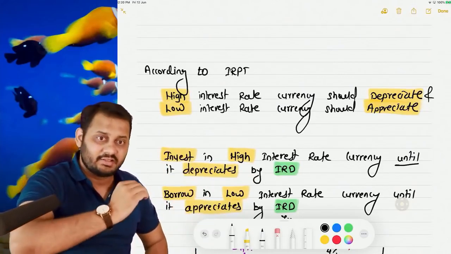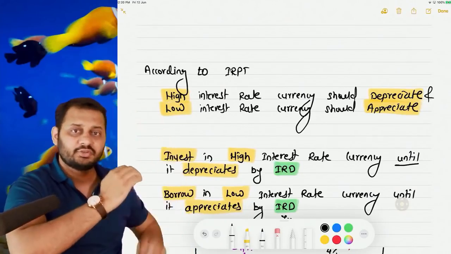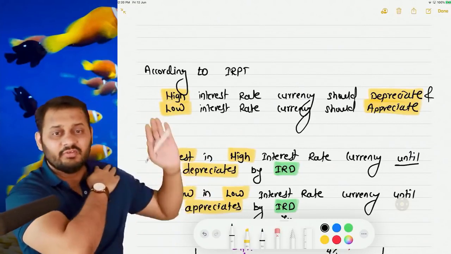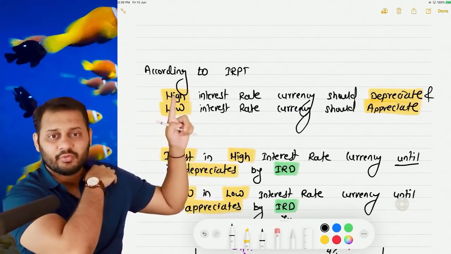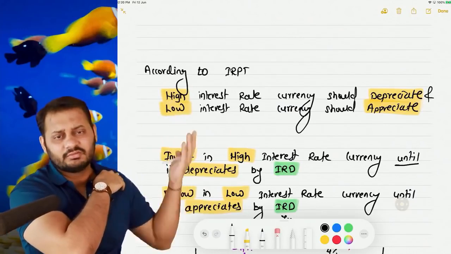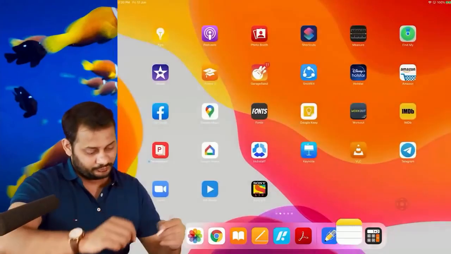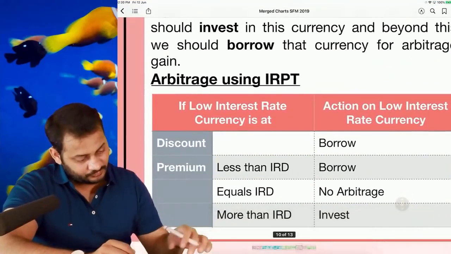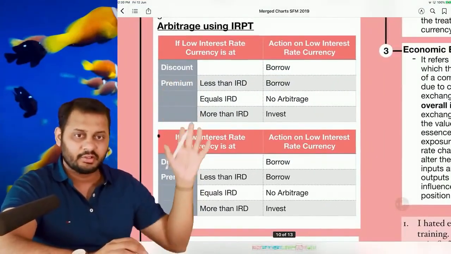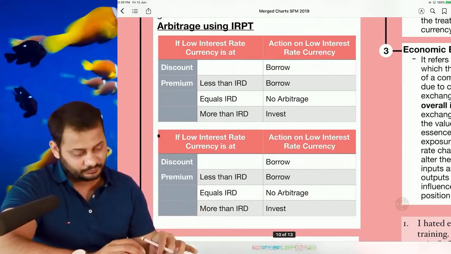But when this depreciation and appreciation of these two currencies goes beyond the interest rate differential, we will start doing the opposite. Borrow in high and invest in low interest rate. Otherwise, the normal thing. So those two sentences matter a lot. Or you can remember it in this form also.